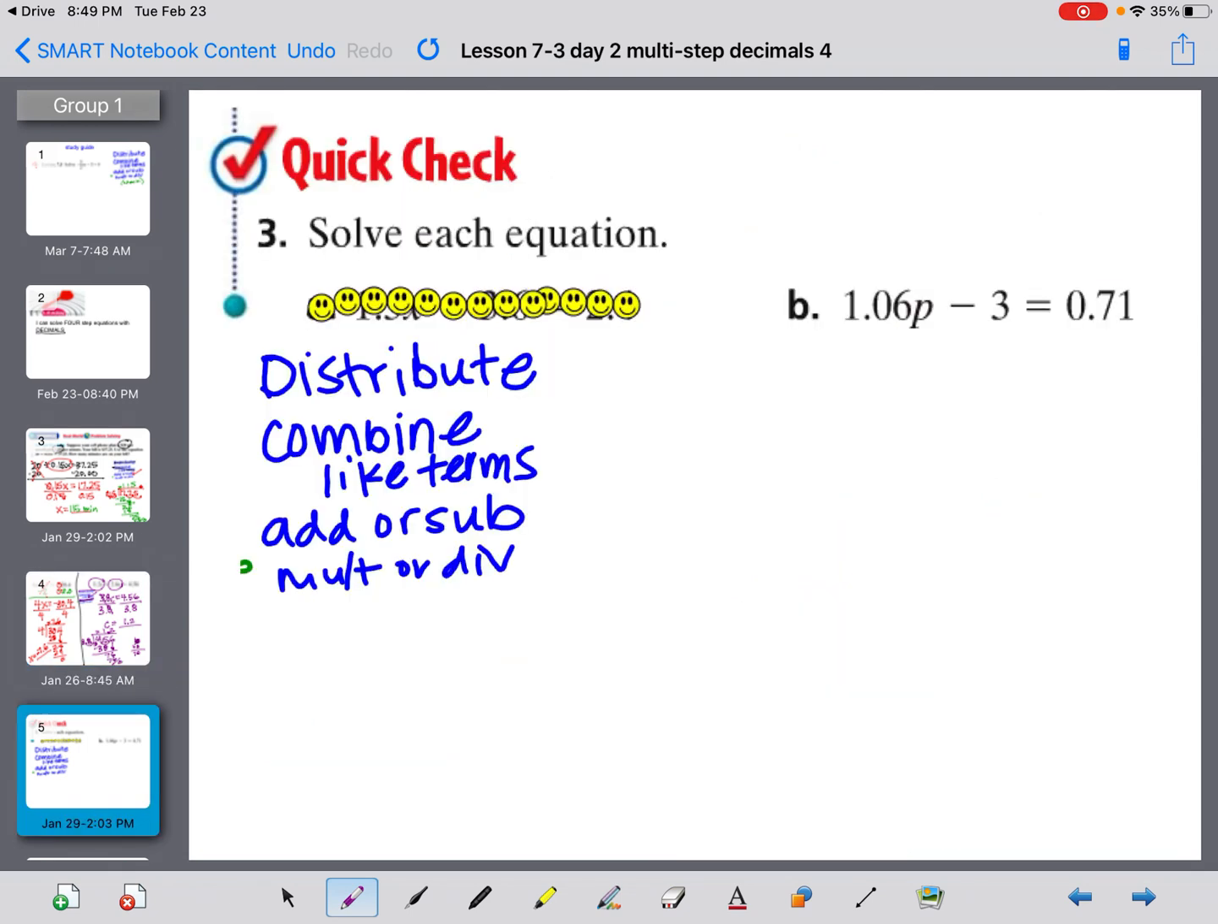Box 4. Distribute no, like terms not this time. Add or subtract. Did you say plus 3? Go ahead and pause and keep solving.